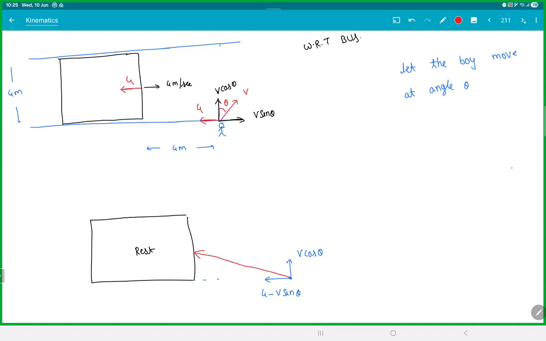If you go a little faster, then the boy will go and hit here. If you go a little faster, the boy will hit here. If you go a little faster, the boy will just miss the bus, isn't it? If you go even faster, the boy will go like this. All these lines are different paths as seen by the driver in the bus. It all depends on how fast the boy is walking. So if the boy just wants to miss the collision, what should happen? This is the path where he will just miss the bus. This is a minimum condition.